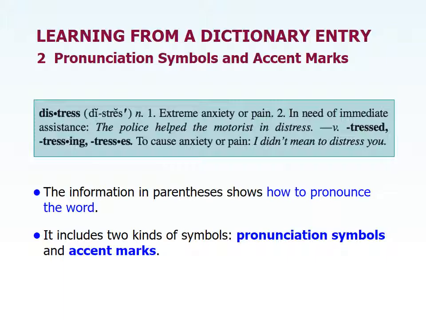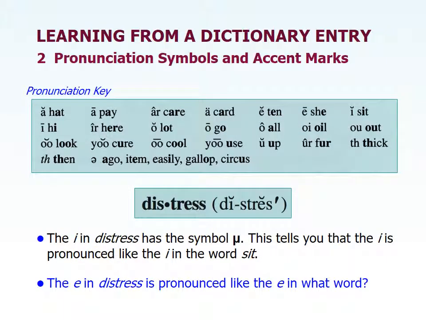The second thing is the accent. You'll notice that after stress, there's a dark apostrophe, and that tells you that the stress of this word is on the second syllable. So it's distress, not distress. So the syllable is in a different place. The accent is in a different place.